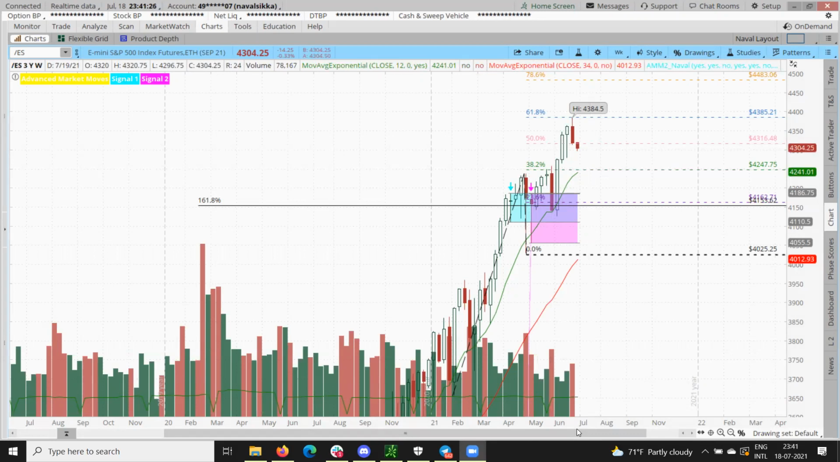But this may not work if the stock is bullish. PC, I don't know in what context you are saying this. Can you elaborate?